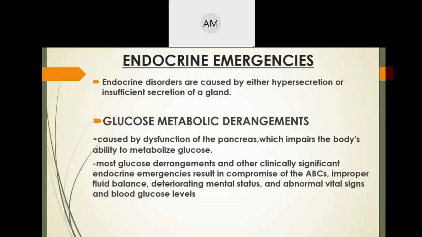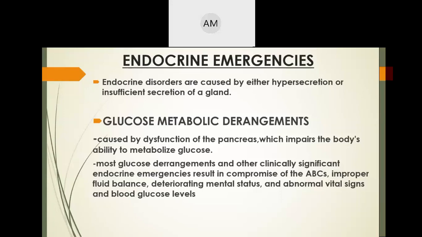Let's start with the endocrine functions of the islets of Langerhans. Almost 1 million islets of Langerhans are present in a normal human pancreas. These islets normally consist of four different types of cells: alpha cells, beta cells, delta cells, and PP cells, or pancreatic polypeptide cells.